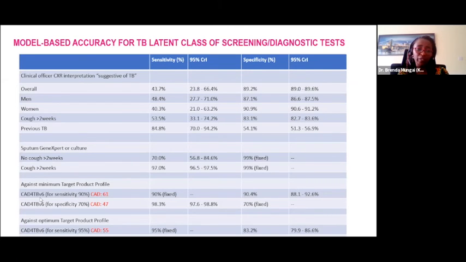At a sensitivity of 90%, we had a specificity of about 90.4%. At a specificity of 70%, we had a sensitivity of 98%. These are the CAD scores that give you the various sensitivities and specificities. Then for the optimum target product profile, CAD at a sensitivity of 95% gave a specificity of 83%, which is quite acceptable in terms of the TPPs.